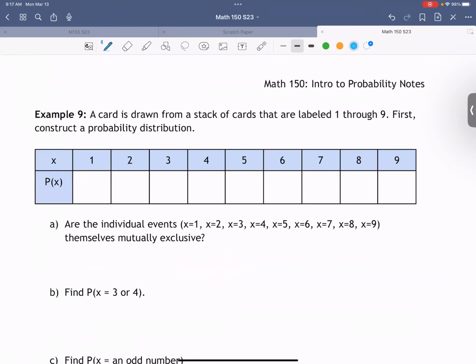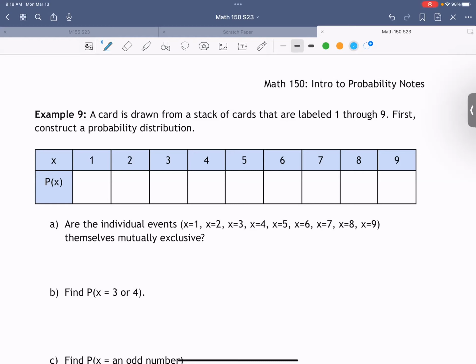Example 9, we have a stack of cards, and all these cards are labeled 1 through 9. So there's 1 of each card. We draw a card from the stack, and it's randomly organized. First we have to construct a probability distribution. I think that will help us a lot here. So here we have all the things that can happen, like choosing a 1, a 2, a 9, and so forth. What's the probability that I choose a 1 out of the stack of cards?